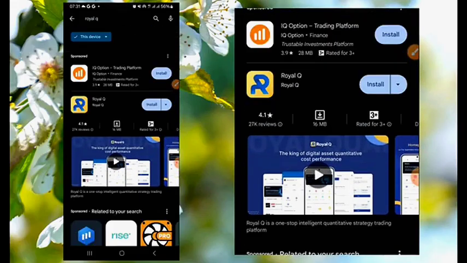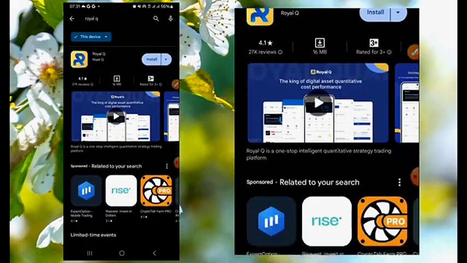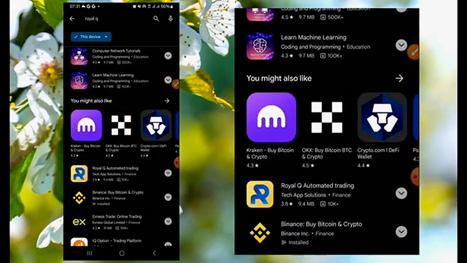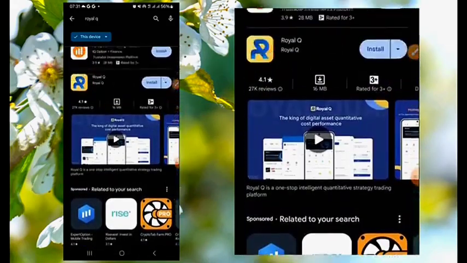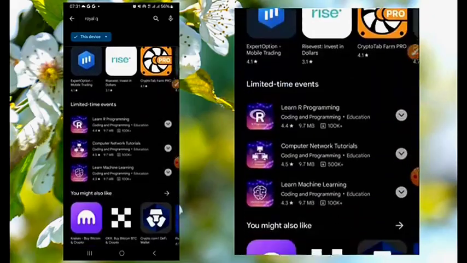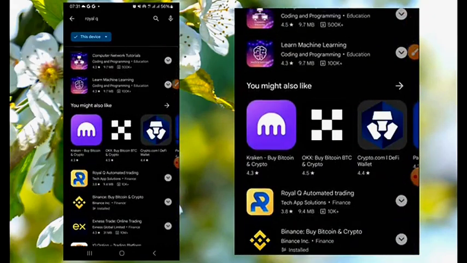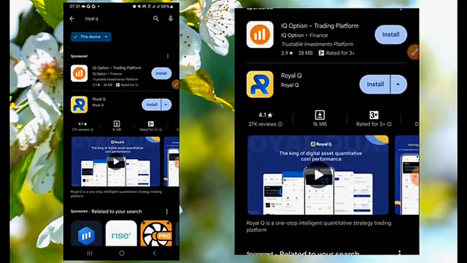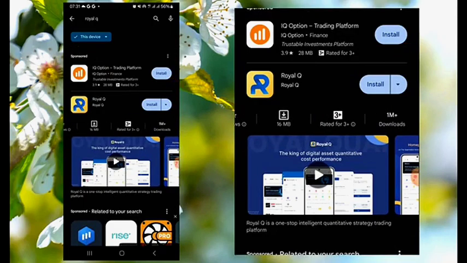And then again, with the Royal Q, this is for the Royal Q traders also. You need to be very careful, because you realize that they have two apps. That is this app and this other app. One is fake. I need to tell you that if you are a Royal Q trader. And then we have this one, and these guys have 1 million downloads. This is just enough for somebody to trust the robot.